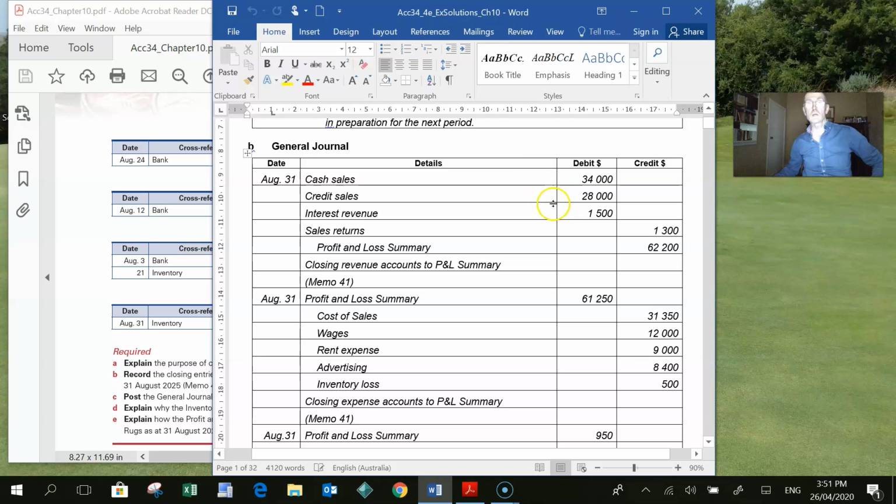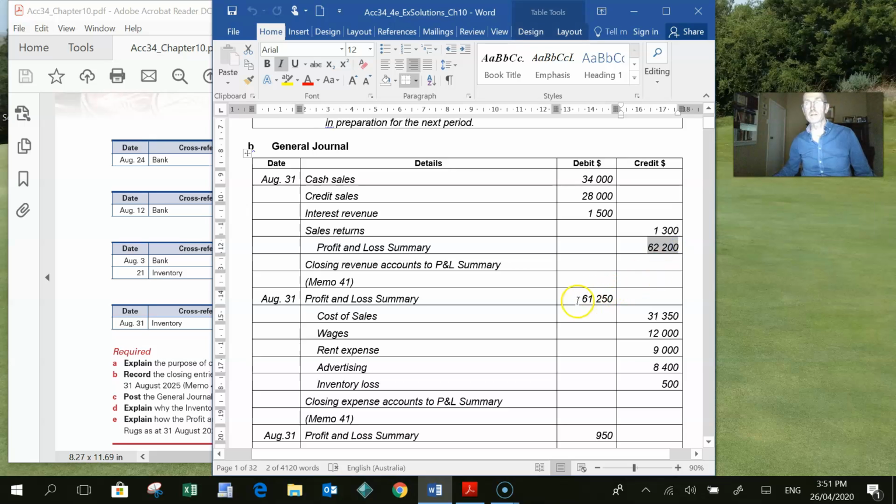So your revenue accounts, the three revenue accounts plus the sales returns, is closed off to the profit and loss summary, so that gets the credit. Your expense accounts, as listed, get credited, and the total of those gets debited to the profit and loss. The difference between those two figures there, that is your revenues, or your net revenues, less sales returns, minus your expenses, gives you the profit or loss for the period.